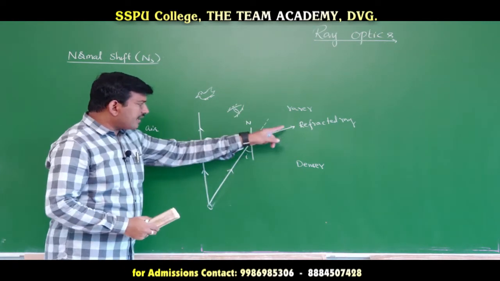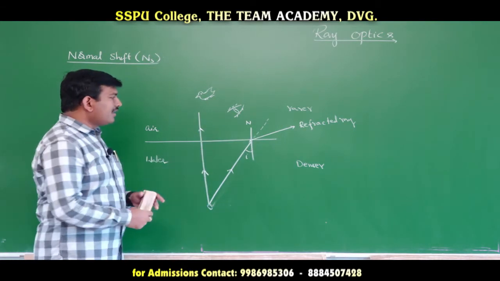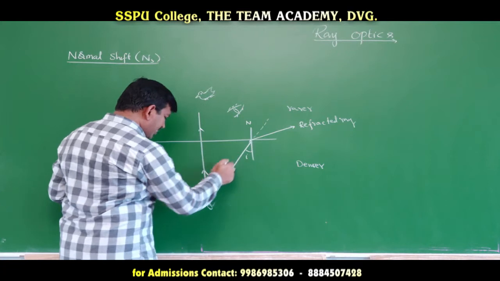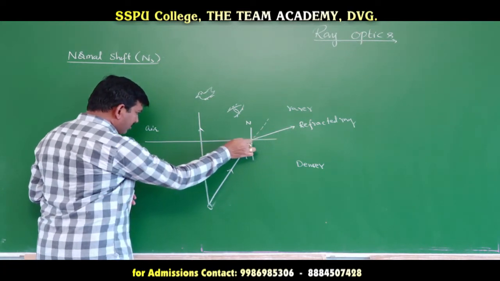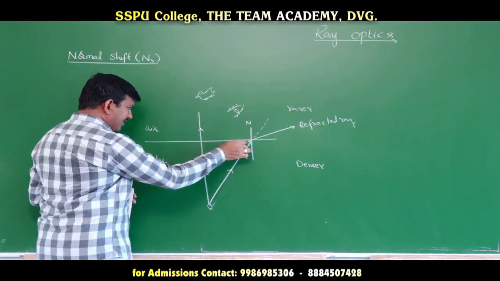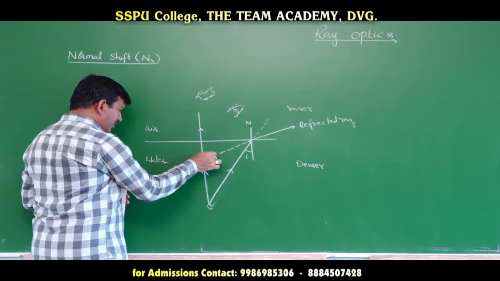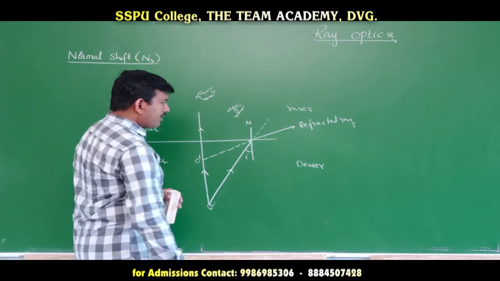The refracted ray actually originated from the point O, but you feel that this refracted ray is not originated from here. You feel it is originated from this point. Let me take it as O dash. Okay, is it clear or not?